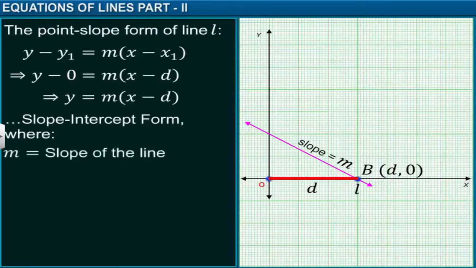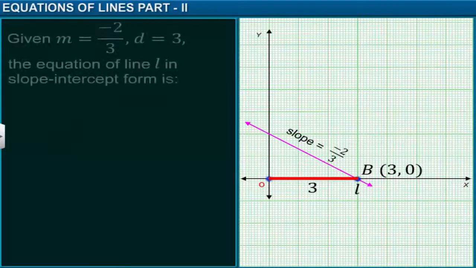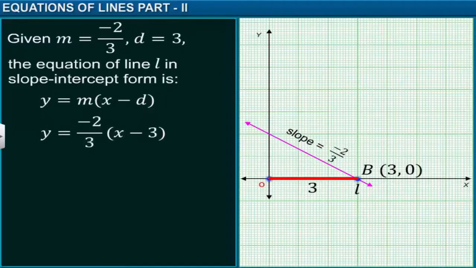For example, let us find the equation of a line with x-intercept 3 and slope -2/3. Using the slope-intercept form, the required equation of the line is 2x plus 3y minus 6 is equal to 0.